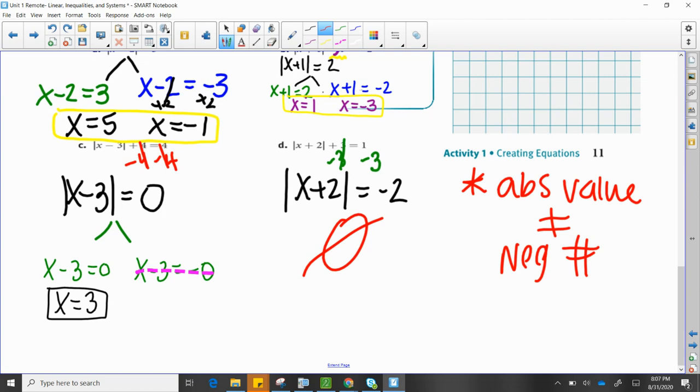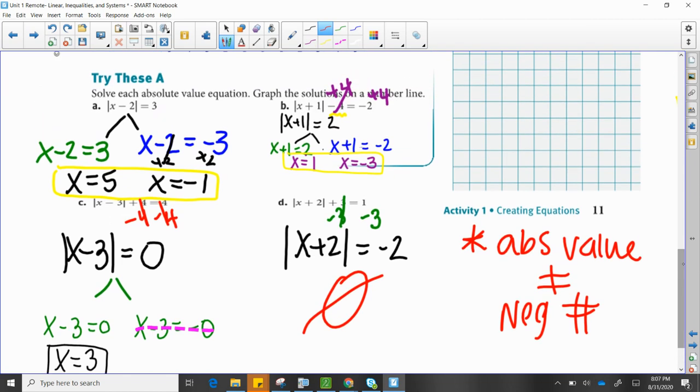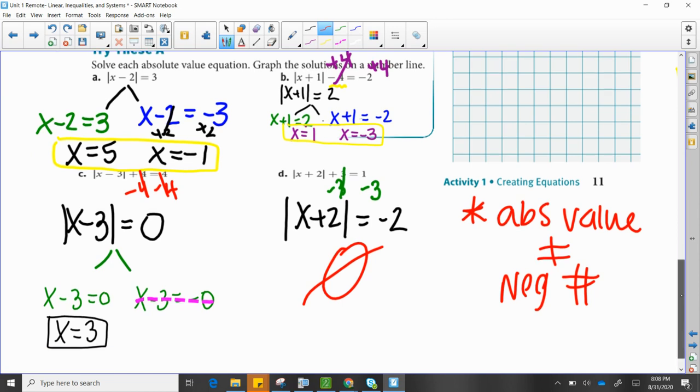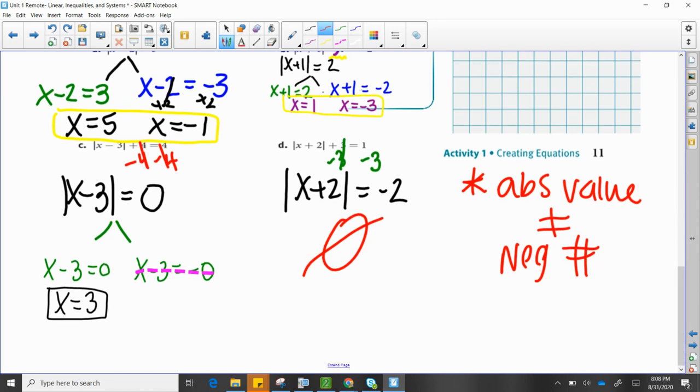Okay, now that's different from, say, the example above, where I had the absolute value is equal to positive 2, and then I split it, and then we flip the signs. That's different. I'm talking about if your absolute value set up is equal to a negative value, that cannot happen. Okay, so if that is ever the case for you, you don't have to do any work. Stop the problem. The answer is no solution right away.